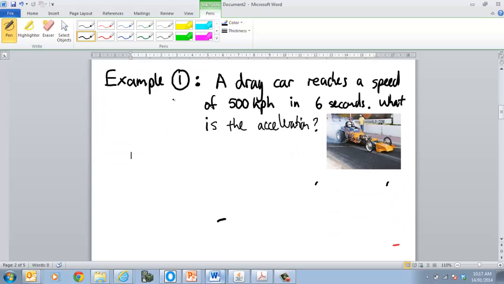So if we look at this example here, what we've got here is a drag car reaches a speed of 500 kilometers per hour in 6 seconds. What is the acceleration? So again, I just talked about being consistent with what we're doing here. We might work in blue today.